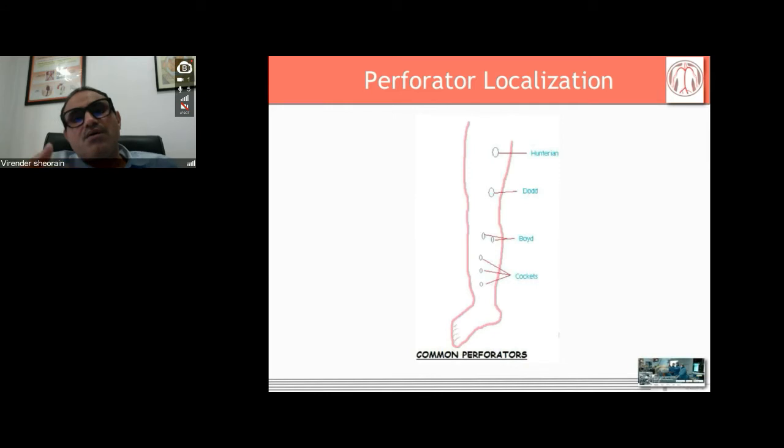So one should be aware of a few of the commonly mentioned perforators. So below the knee we have Boyd's, Cockett's, and then you have Dodd's and Hunterian. These are common sites one should be looking for. There are occasions when we have seen the junction is well competent. If you look at the saphenofemoral junction, it is well competent. Saphenopopliteal junction well competent, but there is a reflux. So follow your superficial vein and then look for the incompetent perforator, then you will be able to demonstrate it nicely on a duplex.